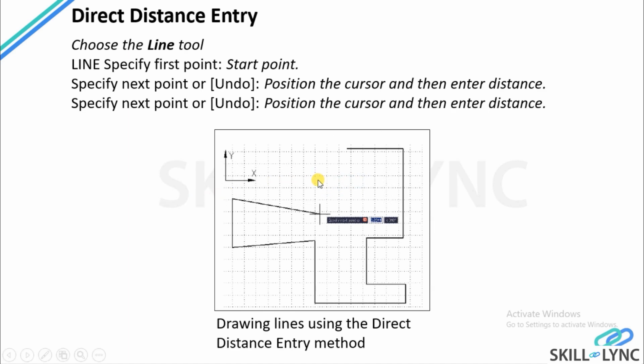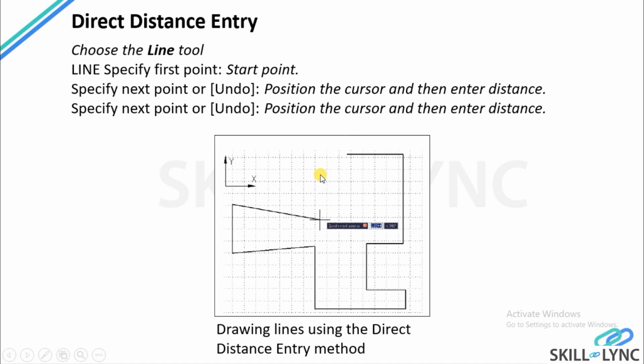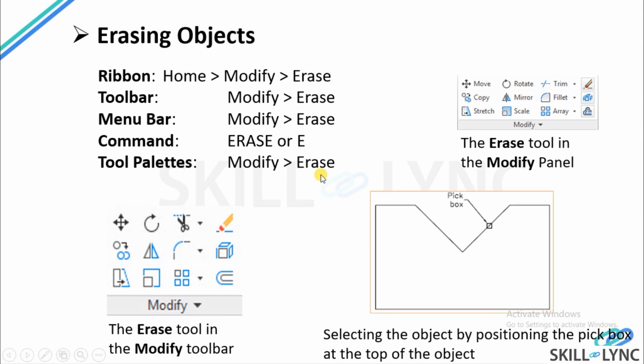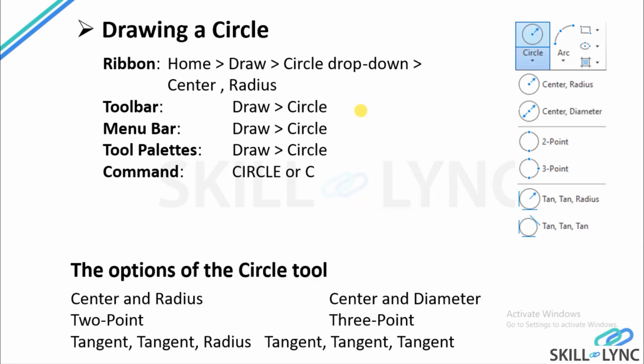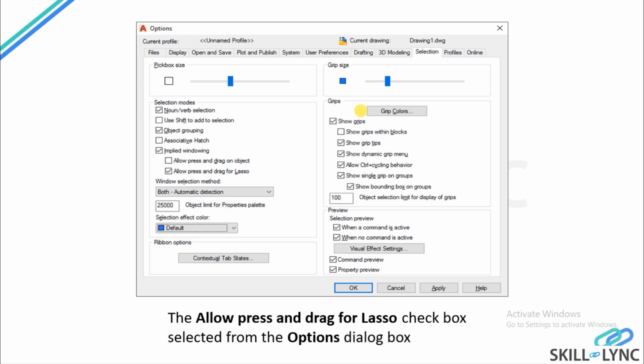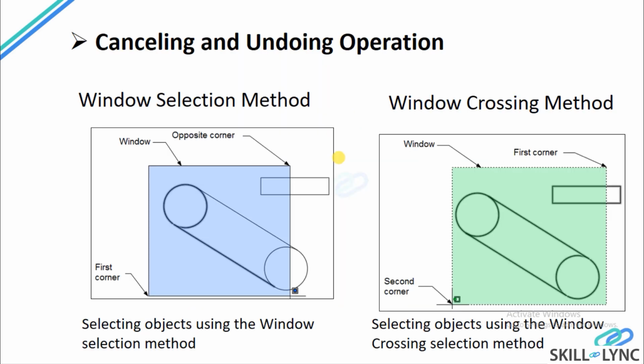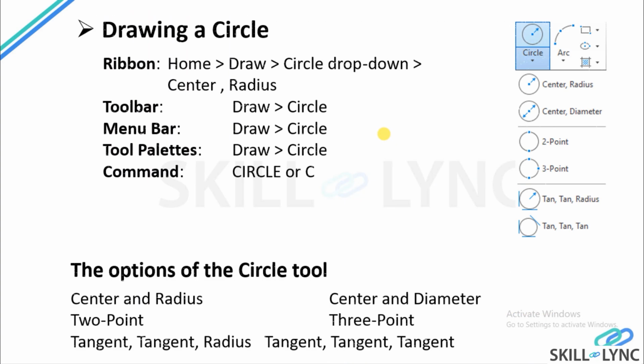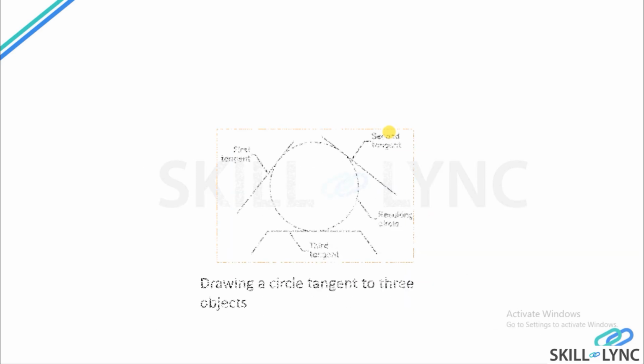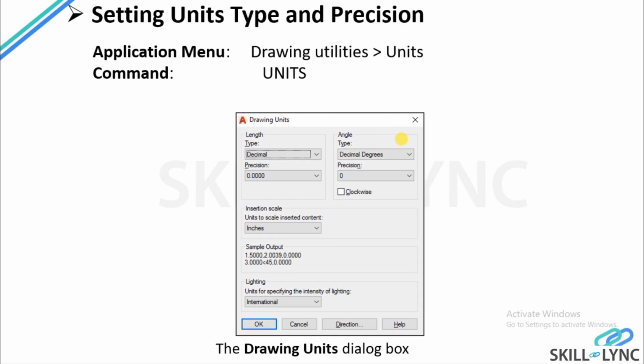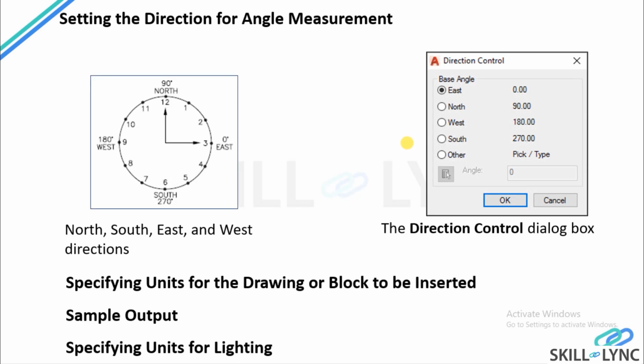So now we come to the direct distance entry method. A lot of people today, also most of the professionals I know, are using this very much, right? So let me tell you about how it is used, and then I'll be going about erasing objects and how they are used, and then I'll be taking the last tool, the circle tool today, how it is created, and finish off today's course with units and types of units.